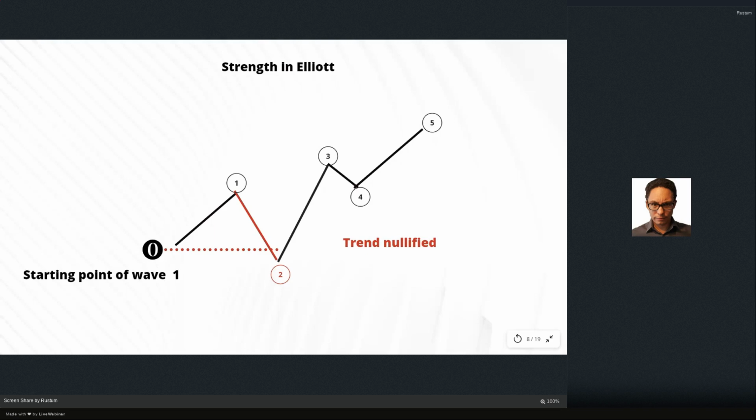So first of all, confirming the trend, when you look at wave number 2, it shouldn't go below the first wave here. The starting point of wave 1, the wave 2 must never go below that. Otherwise, it's not a confirmed trend.